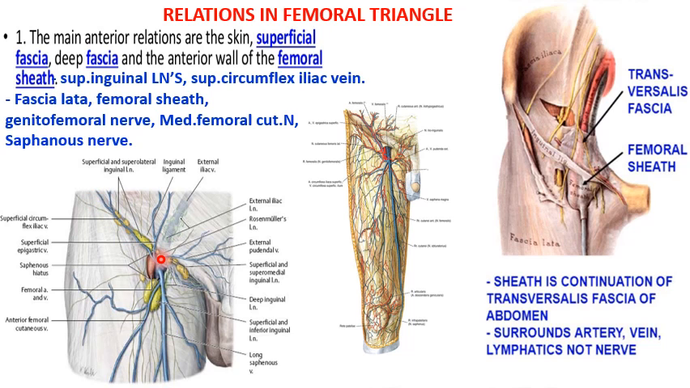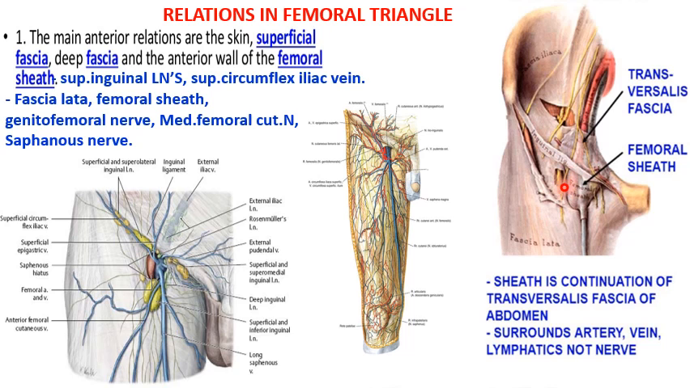And then the genitofemoral nerve. This is the genitofemoral nerve. This is the femoral branch, and this is the genital branch, which goes to supply the genitals. And the femoral branch descends down behind the inguinal ligament into the femoral triangle to supply the skin over the femoral triangle.